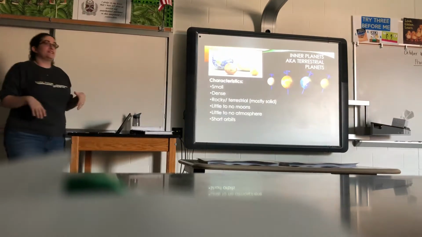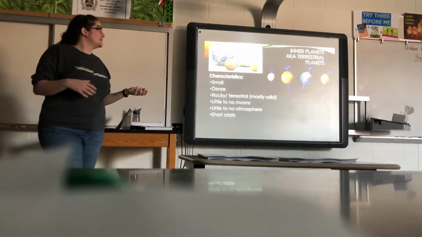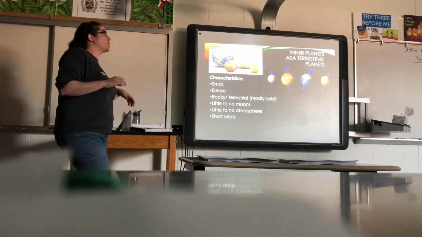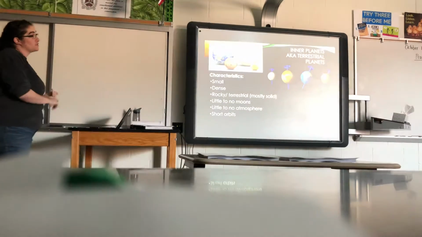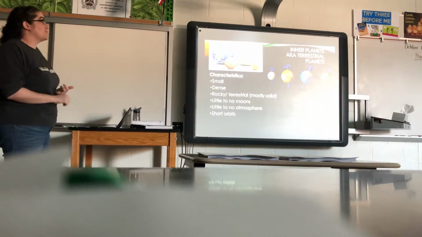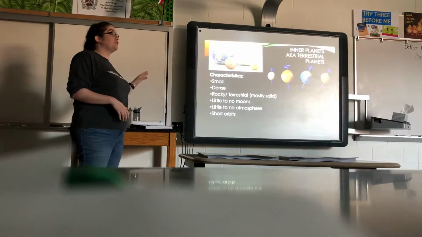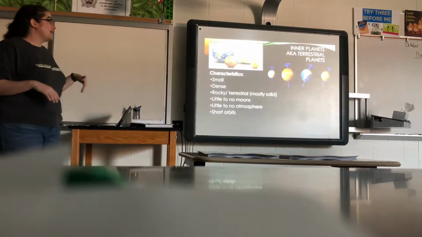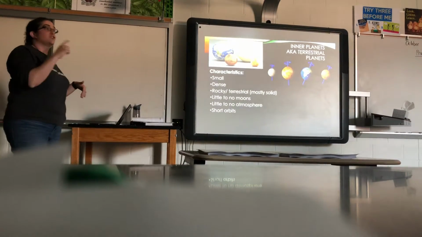So inner planets are called terrestrial planets, and there are 4 of them. Inner planets are rocky planets in general. They're small, they're dense, they're mostly solid, they have few or no moons, they have little to no atmosphere, and they have short orbits because they're closer to the sun.